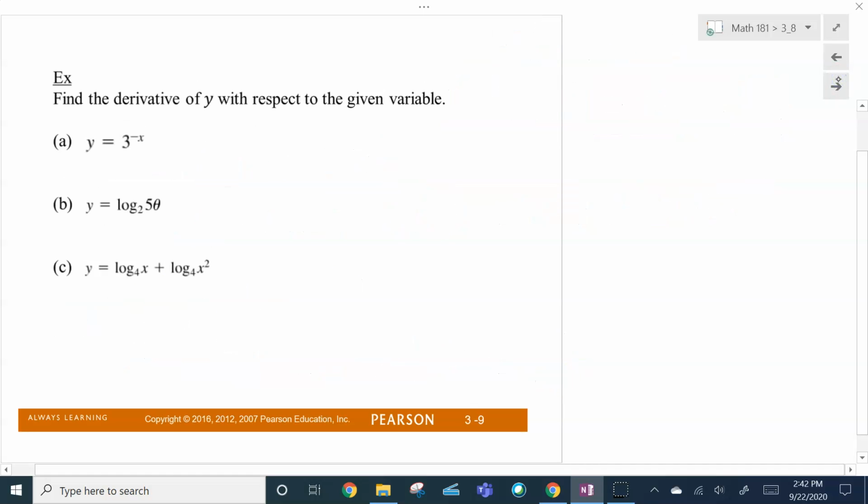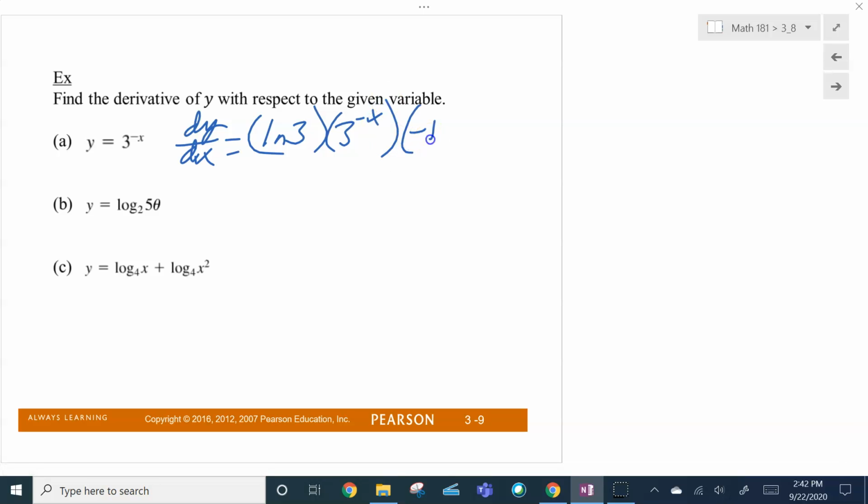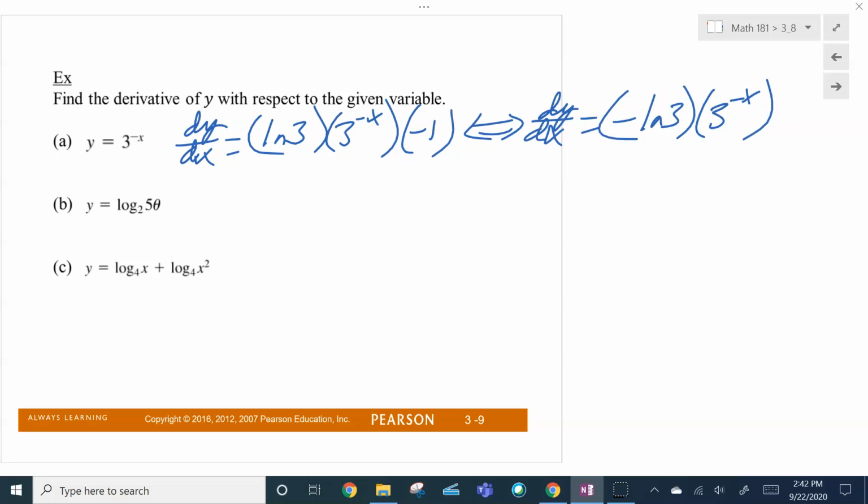Alright, let's do some more here. Dy dx, we got ln of 3 to the x, but we don't have just an x up there, we got to take the derivative. So this becomes dy dx is negative ln of 3 times 3 to the negative x. Alright, how about this one?